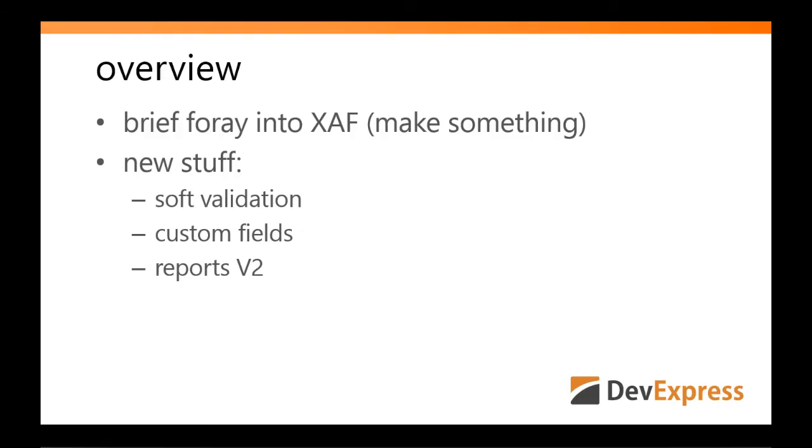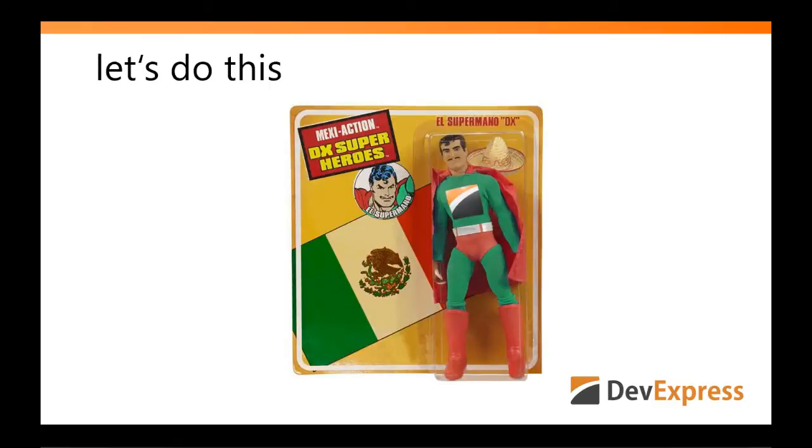Brief overview today. We're going to do a brief foray into XAF. We're going to actually make something, if that's okay. And then I'll show you 3 new stuffs and a half, and you'll see what I mean by that at the end. We'll talk about soft validation and what that means. We'll look at custom fields, and then we'll look at reports v2. All right, let's do this.